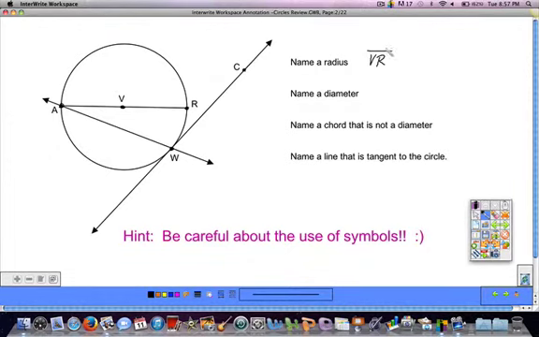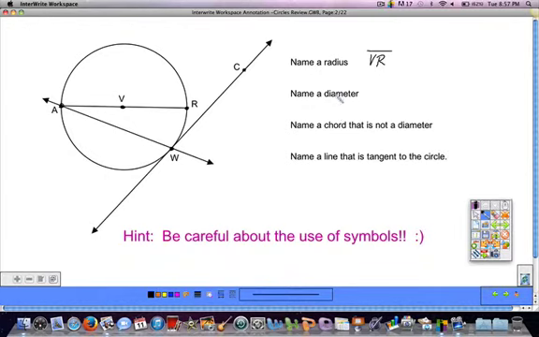You also couldn't say V to R this way. That would be a ray, and it would say that the radius starts here and just goes on forever in that direction. A radius is actually a segment. It has a beginning and an end, and that's as long as it is. Same for AV or VA, and so on.